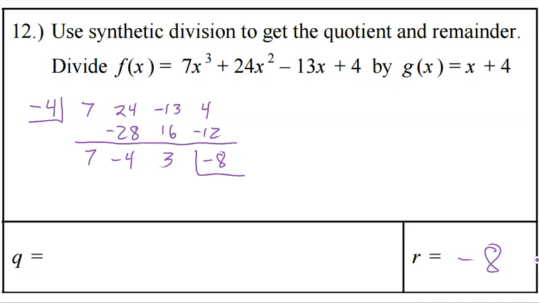That's our remainder. And then our quotient is going to come from these numbers at the bottom. We started with an x to the 3rd power, and therefore this is going to be x to the 2nd power. So we're going to have 7x squared minus 4x, positive 3 means plus 3. And so this is our quotient, 7x squared minus 4x plus 3.